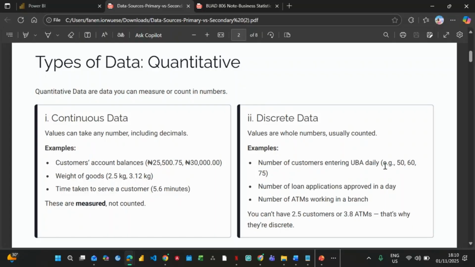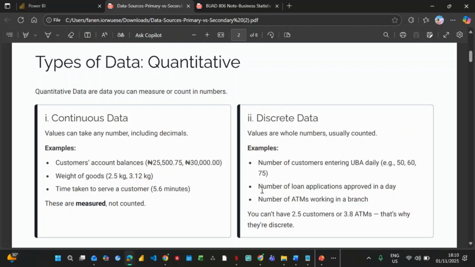That means you are counting, let's say, tall people and short people, because I can't say I have four and a half people in a place. So if this is discrete, it is not continuous. That's what it means. These are numbers of customers entering UBA daily. We have 50, 70, 85. We can't have 75 points. You don't have a decimal point here.